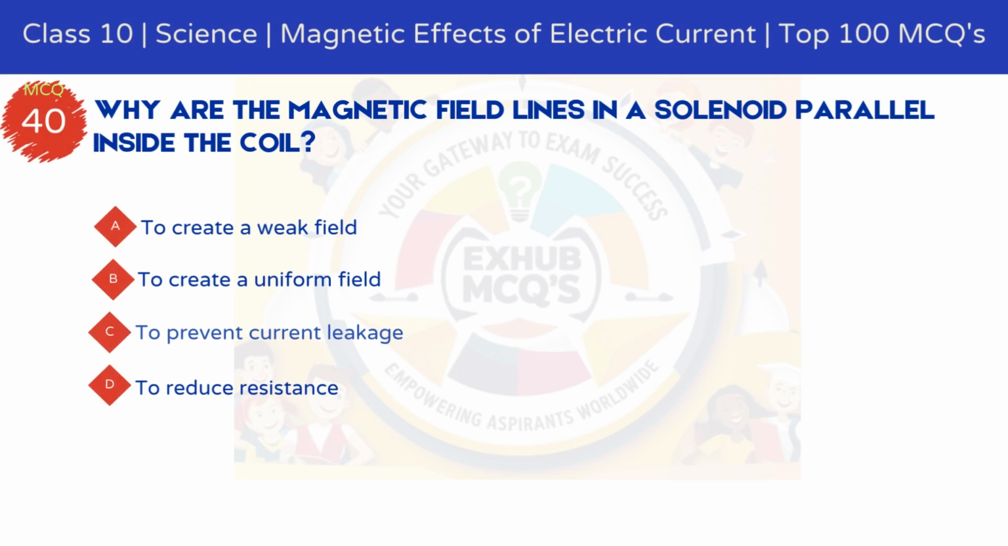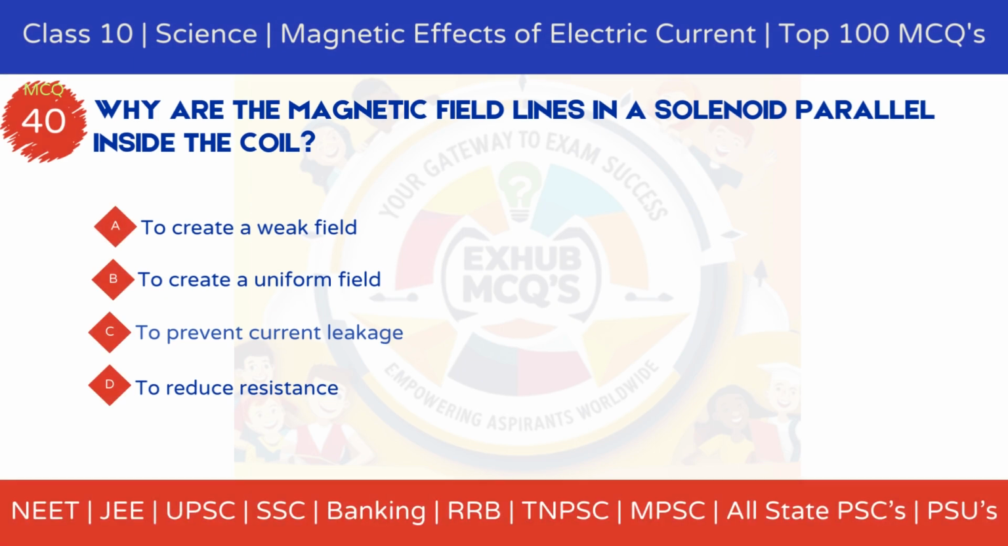MCQ 40. Why are the magnetic field lines in a solenoid parallel inside the coil? Option A, to create a weak field. Option B, to create a uniform field. Option C, to prevent current leakage. Option D, to reduce resistance.